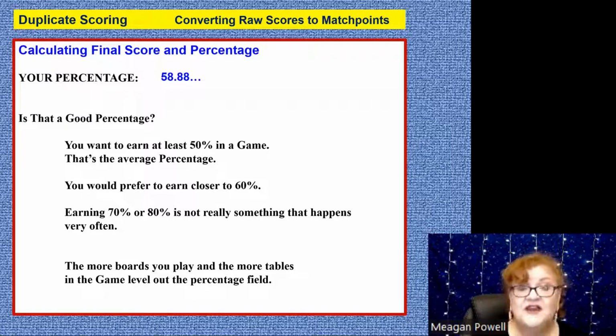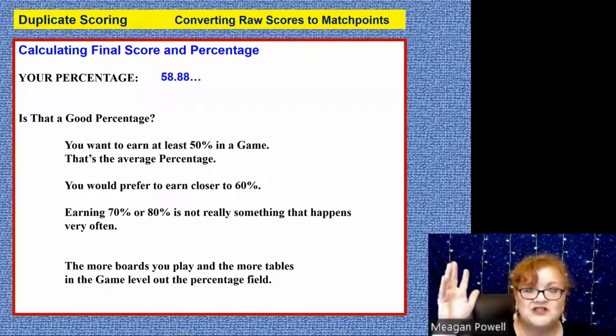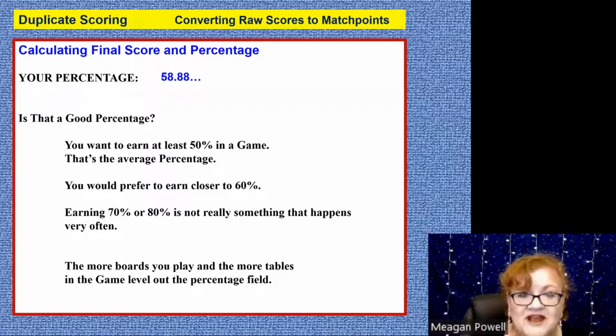It doesn't happen. Again, you would have to get a match point score of six on all 15 boards. You would have to have gotten that highest possible score of 90. Never going to happen. Never. So you're not going to get a 100% game. Honestly, you're not even going to get a 90% game. Doesn't really happen. 80% games are rare. They do occasionally happen, but they're rare.